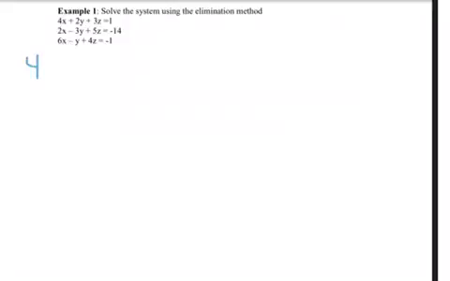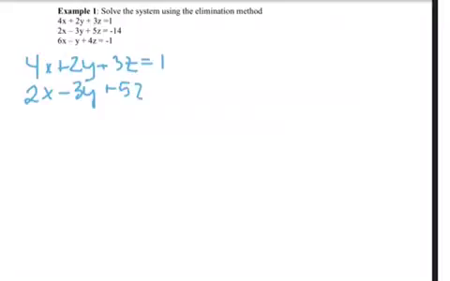I'm just going to rewrite them. And I'm going to choose one of the variables to eliminate. I'm going to do x just because it's easy in this case. And I'm going to do that using the methods that we've done before, using elimination, and that's going to be either I have to multiply one or both equations. Okay, so in this case I see that I just have to multiply the bottom one by 2.